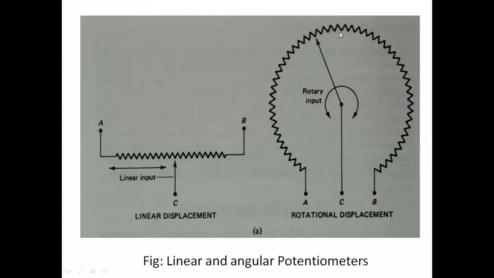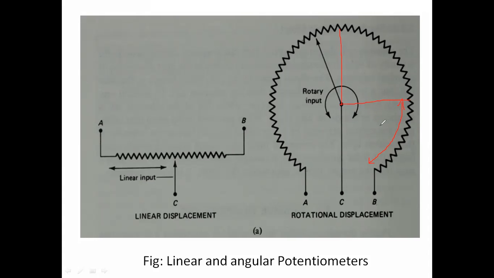Suppose this pointer is connected at half of this particular resistance. Then we will get half of the voltage, so 50% of the voltage is obtained as output voltage. If it is connected at 45 degrees from this one, the voltage across this particular resistance will be observed as output. So change in output voltage corresponds to change in displacement.